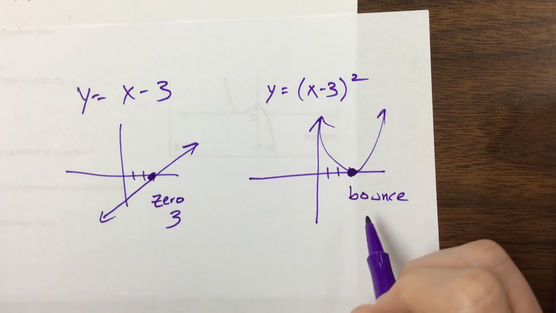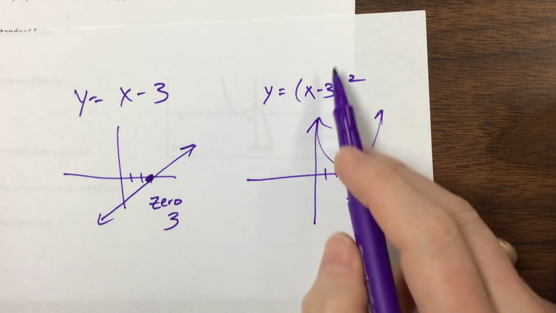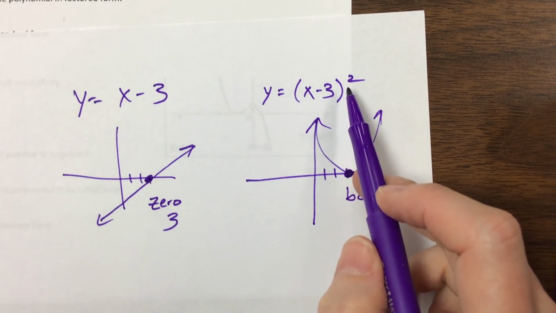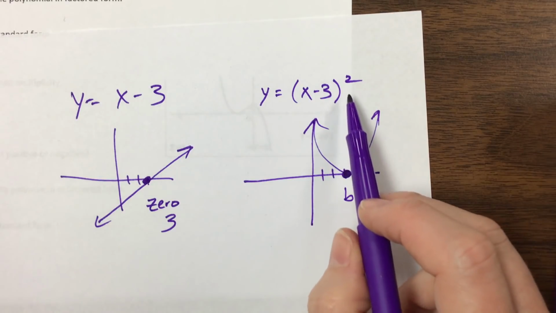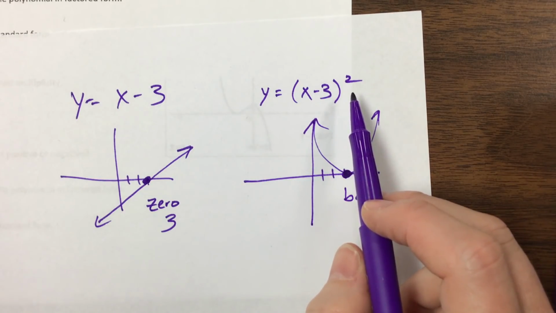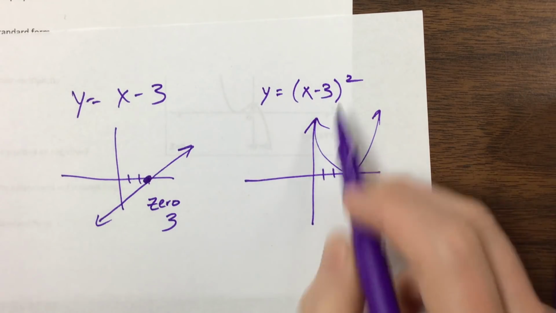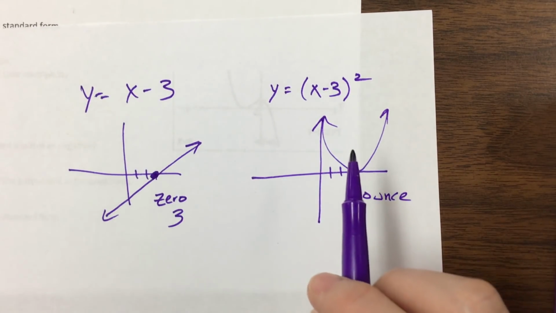Okay, and a bounce will happen anytime the multiplicity is even. The multiplicity is what power the factor is raised to, or we could think of it as how many times that zero shows up in the equation.